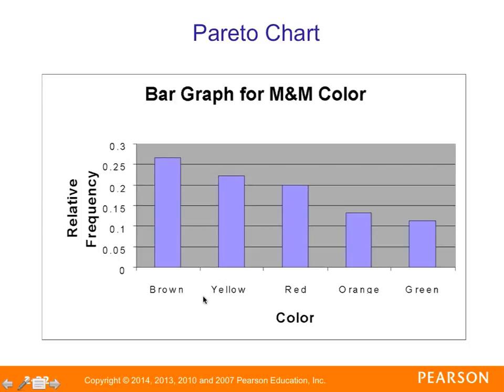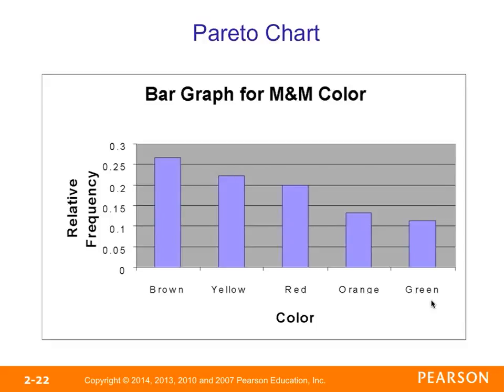Now, the reason that it makes sense to do something like this here is so that you can see pretty easily what your largest categories are. The other reason that it's okay to do this here is because there is no associated order. So brown, yellow, red, orange, green, we don't have a way of really ordering colors other than maybe the rainbow, which doesn't even really make much sense in any kind of ordinal way.